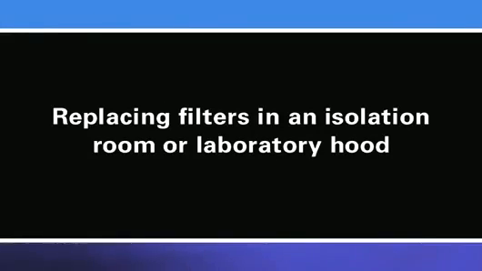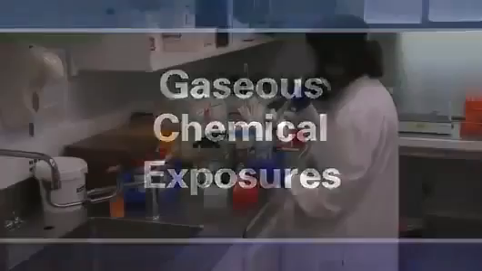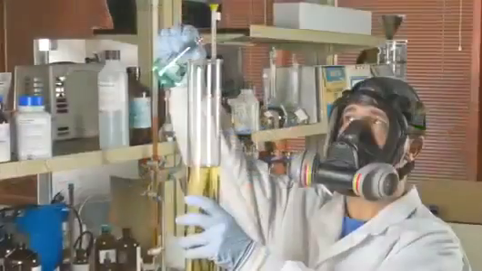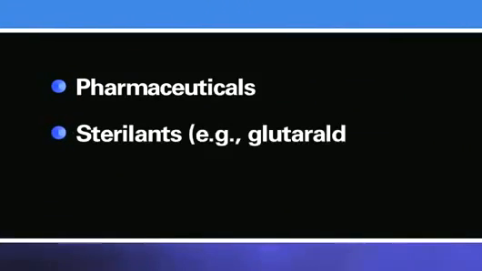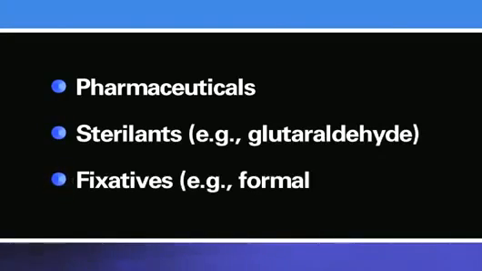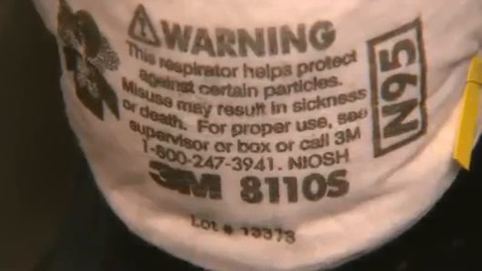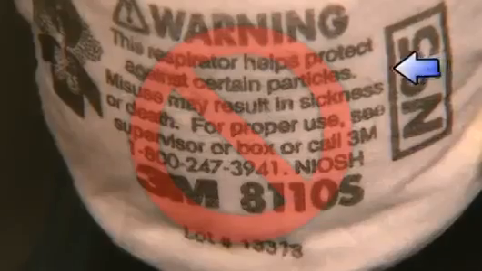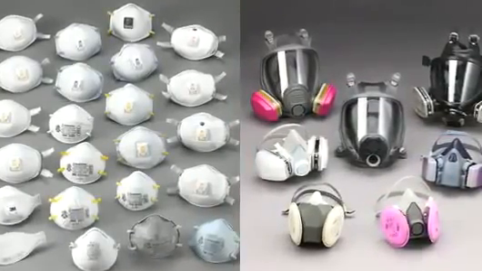Now, let's talk about gaseous chemical exposures. Workers in healthcare settings may also need to use respirators to protect against airborne chemical exposures from substances such as pharmaceuticals during dose preparation, sterilants like glutaraldehyde, and fixatives like formaldehyde. It's very important to understand that the respirators used to protect against infectious agents may be inappropriate to protect against chemical hazards. We will discuss respirator selection in more detail later in the program.